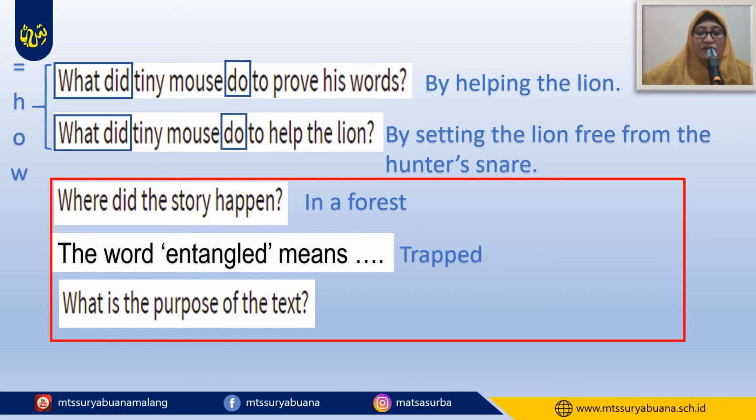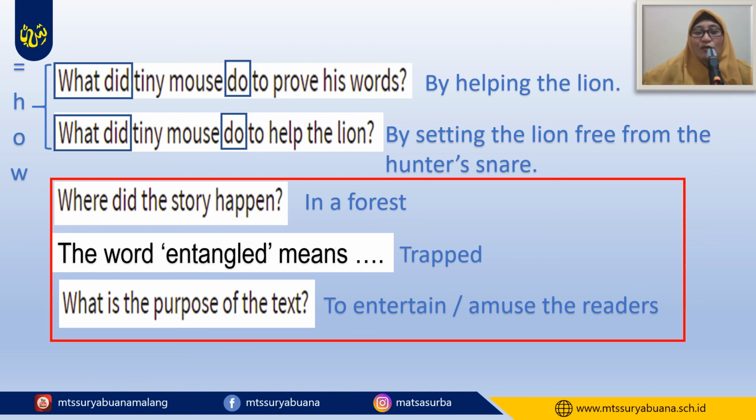What is the purpose of the text? Do you still remember the purposes of text? Different types of text have different purposes or goals, right? For a narrative text, the purpose is usually to entertain. So here we can say the purpose is to entertain or to amuse the readers by telling the story, of course.